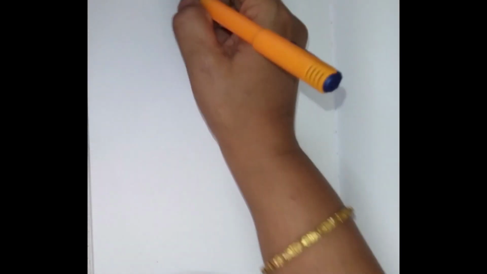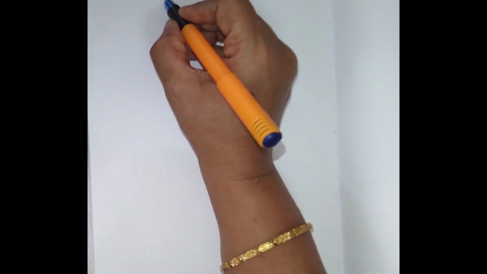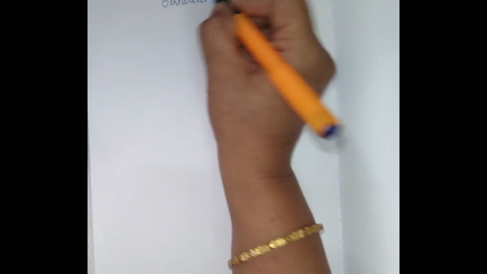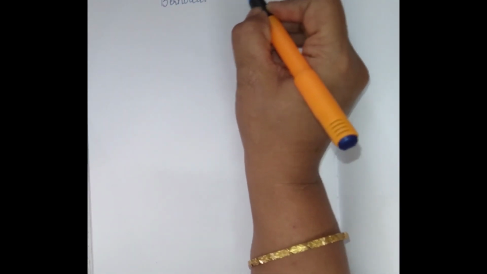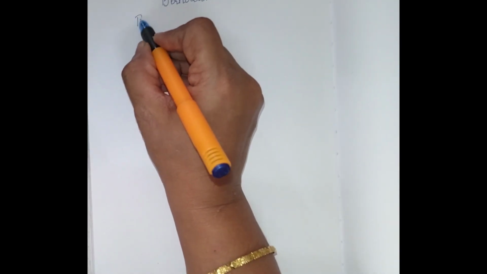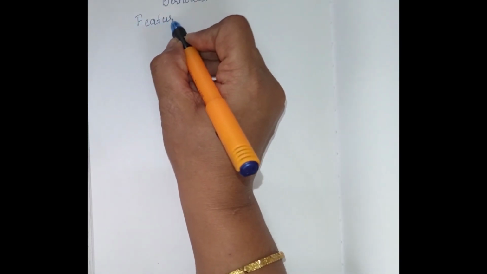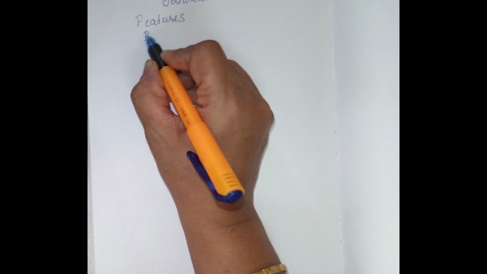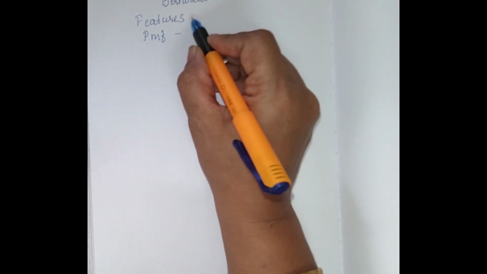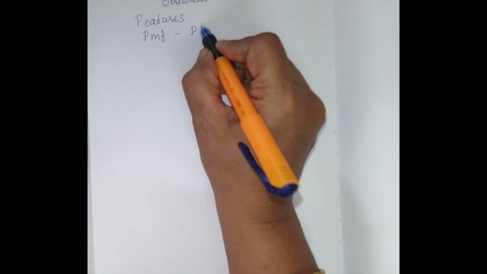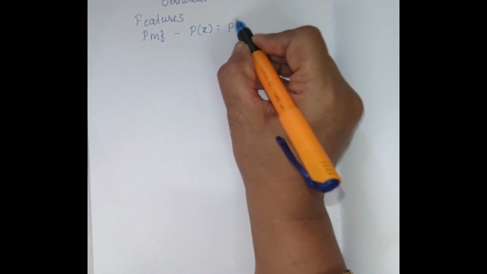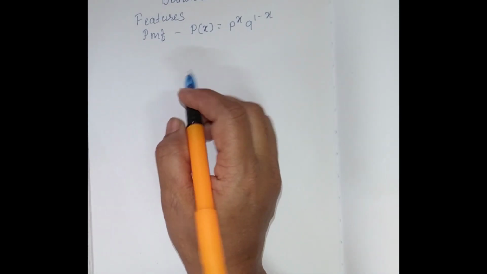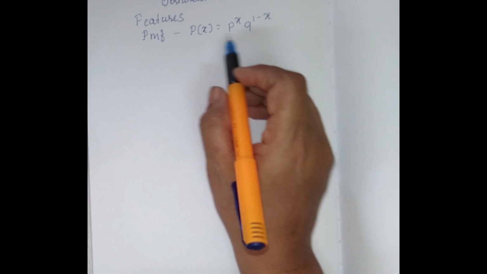Already we discussed the Bernoulli distribution in the previous video. The features are very important here; the features alone carry the main marks. The PMF of a Bernoulli distribution is P of x is equal to P to the power x and Q to the power 1 minus x.